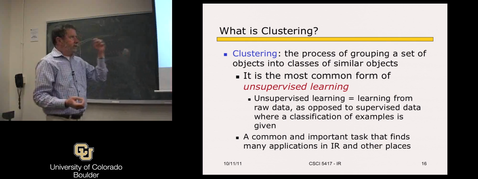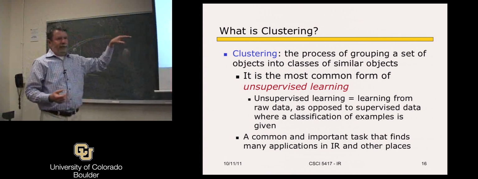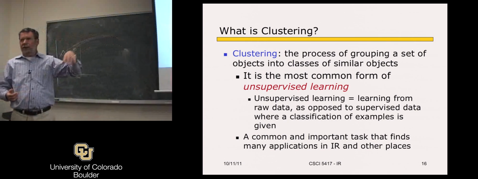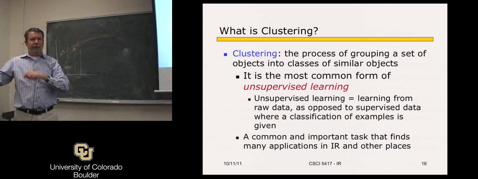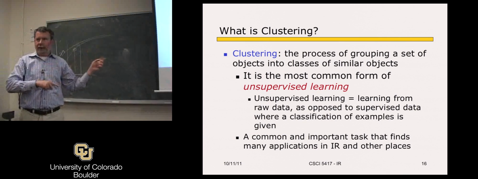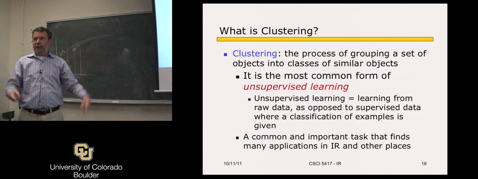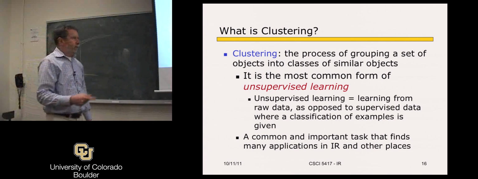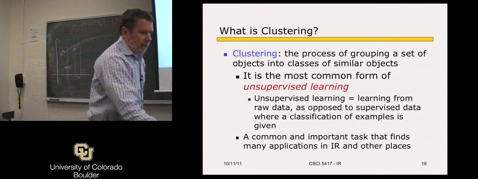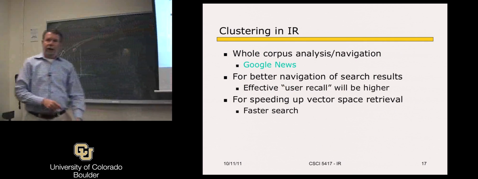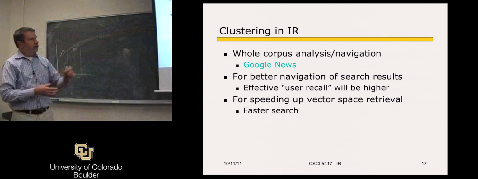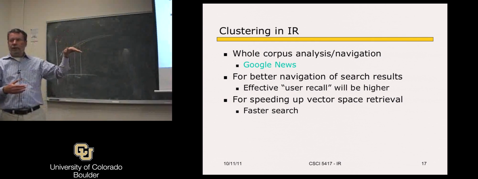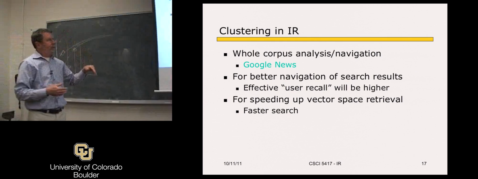Okay? So clustering is the predominant form of what's called unsupervised learning, as opposed to the stuff we were just talking about, which is supervised learning. It's not the only kind of unsupervised learning, but it's the easiest example to explain. Okay, and that's what we're going to focus on. All right, so within IR, there's a number of different ways of talking about why you want to do clustering and where you might want to do it.